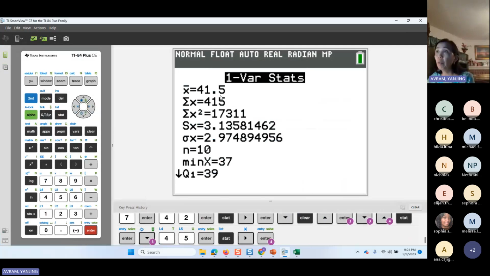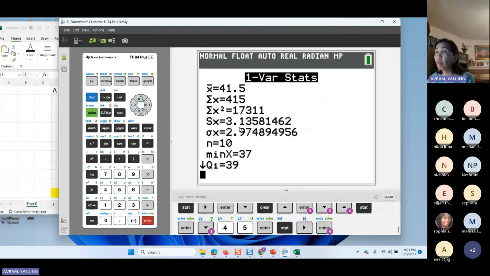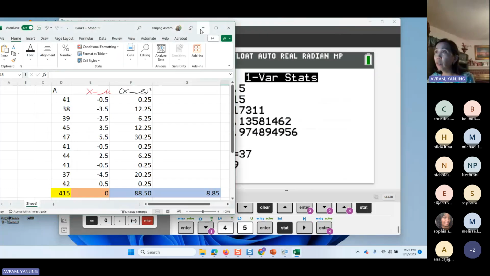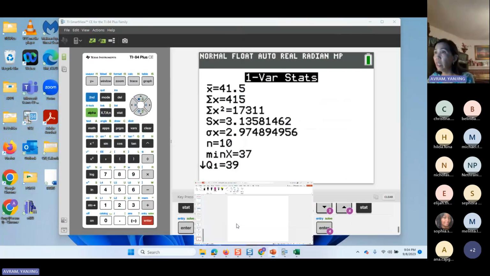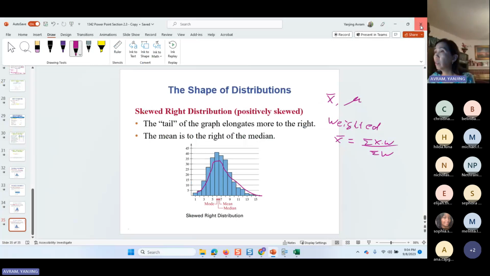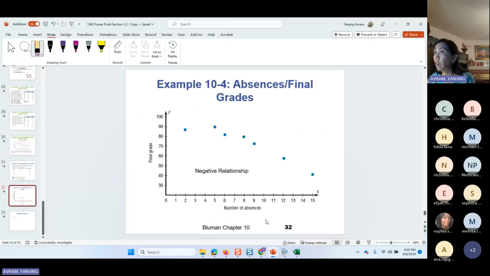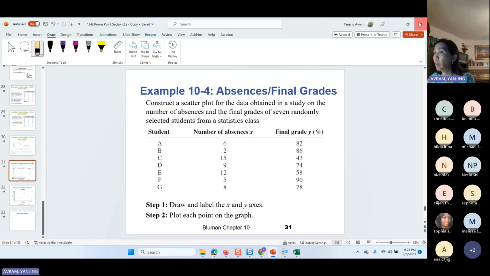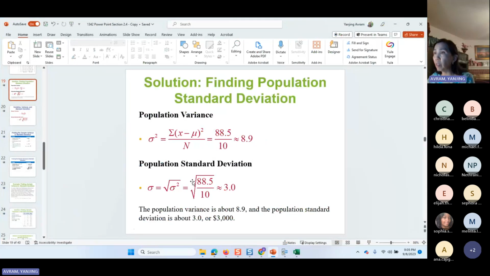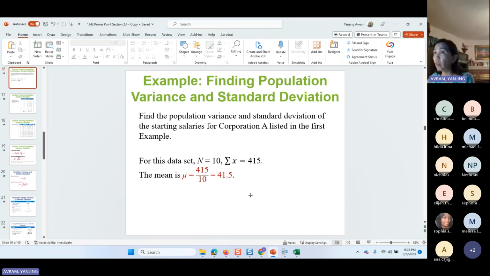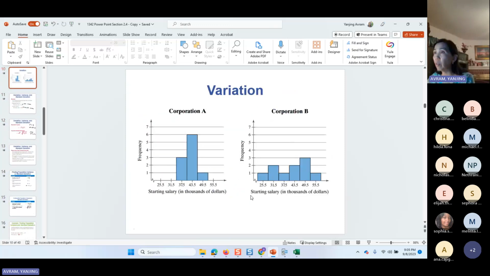Now the mean here is 41.5, right? And this one is giving you two standard deviations in here. It gives you both the sample and population standard deviation. Okay, so we have to read our data carefully to see which one we choose. Okay, our data here is set as the population using the mean, right? How do you know it's a population in here? Okay, let's go back to here very quick.